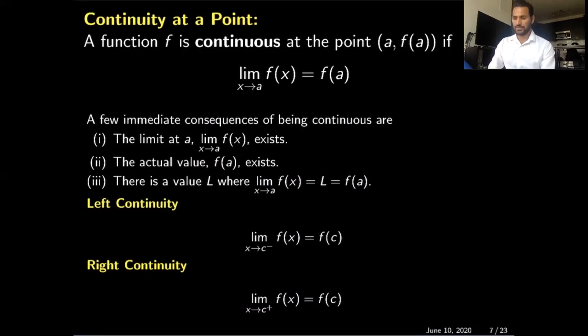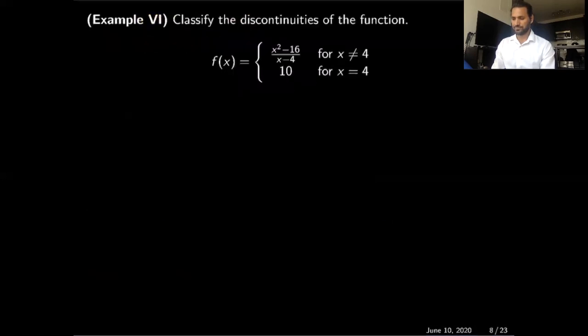If only the left or right limit exists and is equal to the value of the function, then we will say it is left continuous or right continuous.